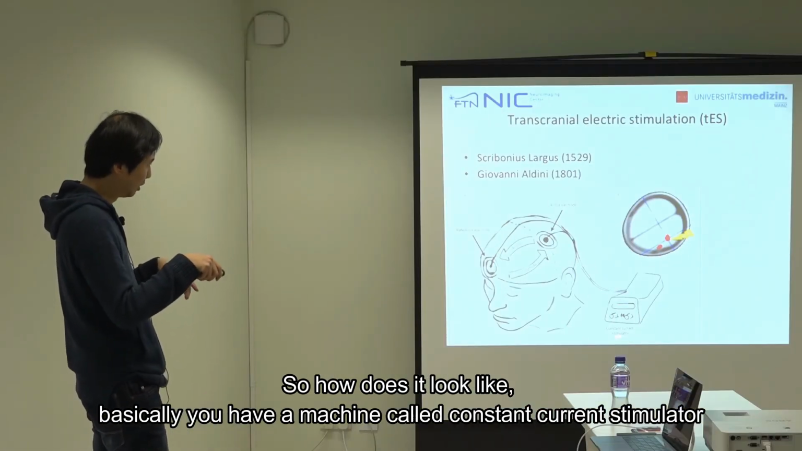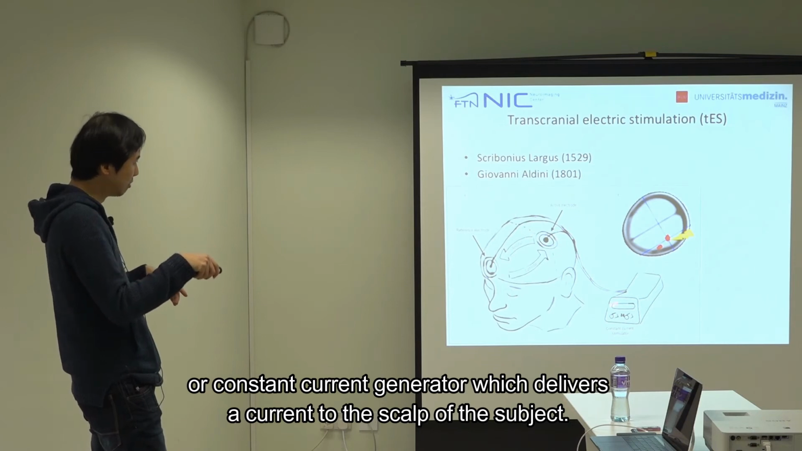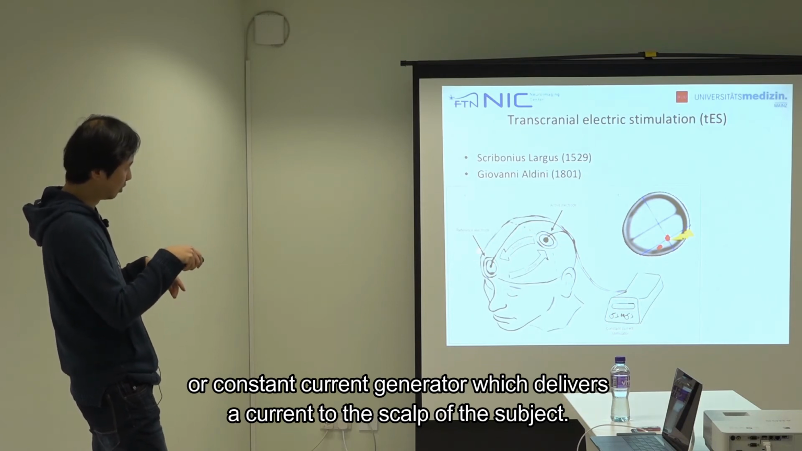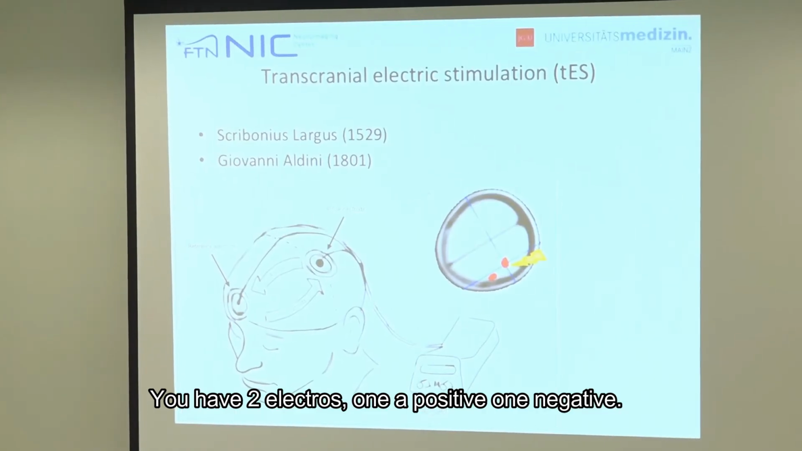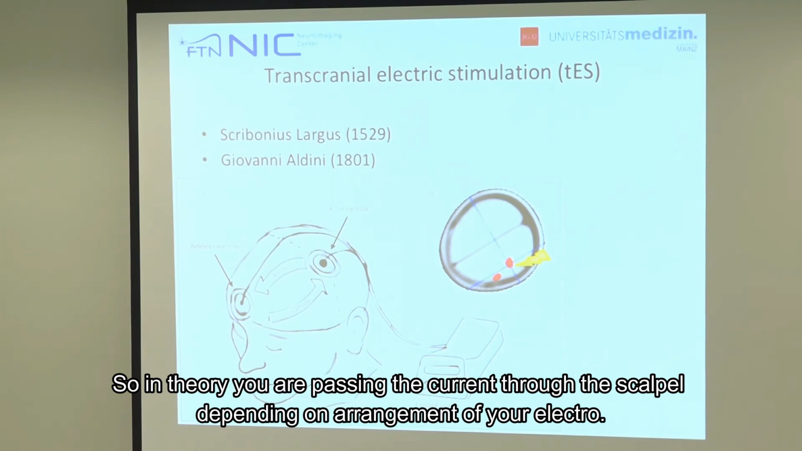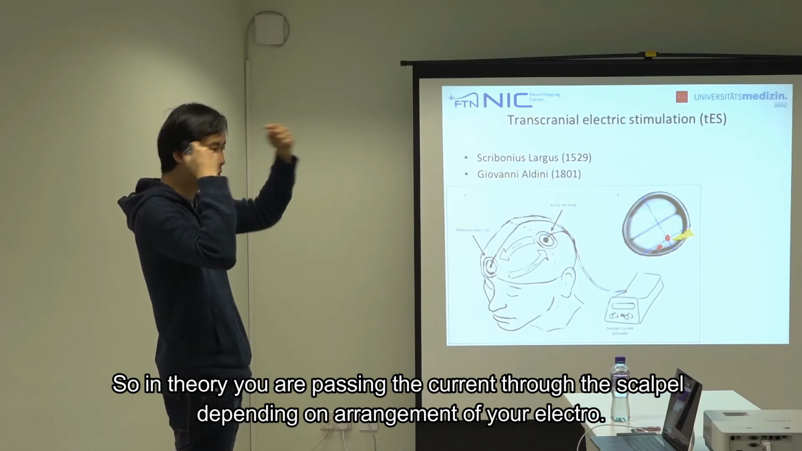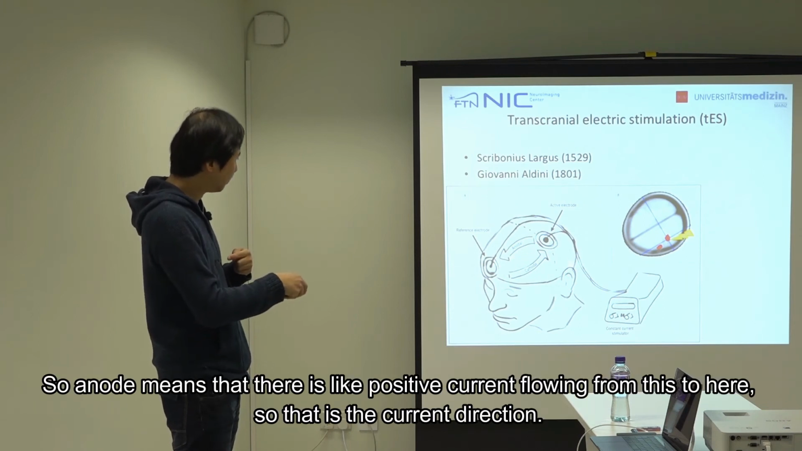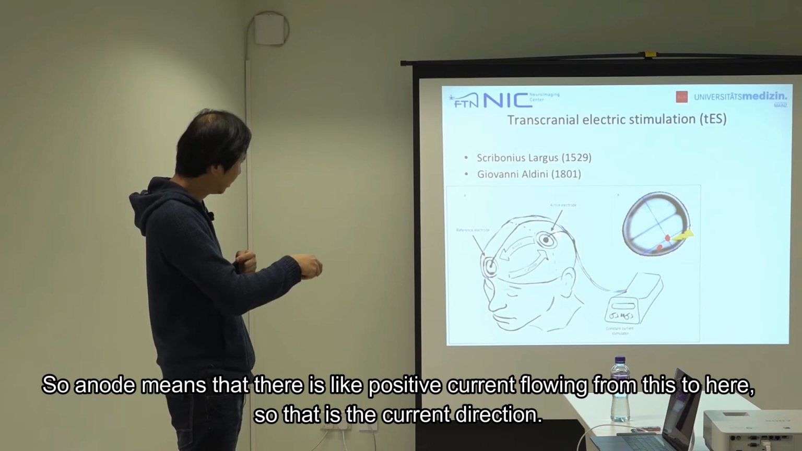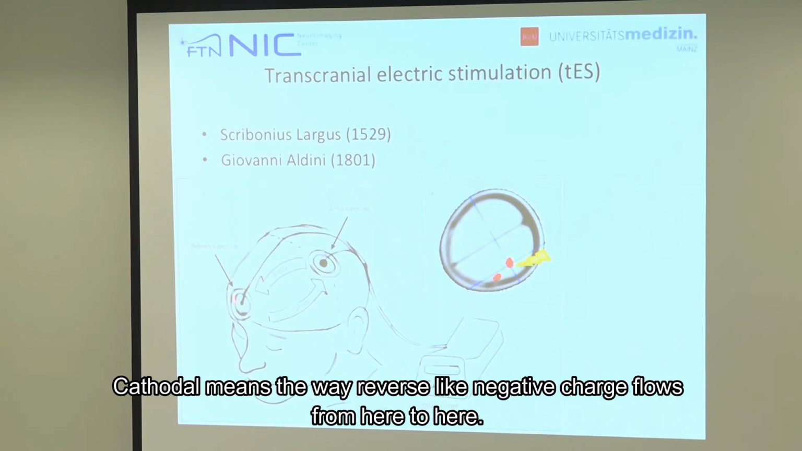Basically, you have a machine called a constant current stimulator or constant current generator, which delivers a current to the scalp of the subject. You have two electrodes, one positive, one negative, right? So you put two electrodes at the scalp, and then you pass this current. In theory, you are passing a current through the scalp and bone, depending on the arrangement of your electrodes. Anodal means that there is positive current flowing from this to here, so that's the current direction. Cathodal means the reverse, like negative charge flows from here to here.